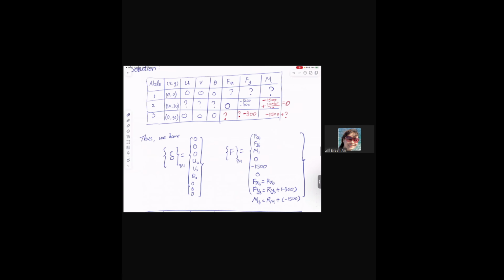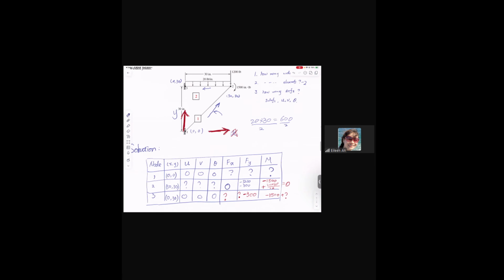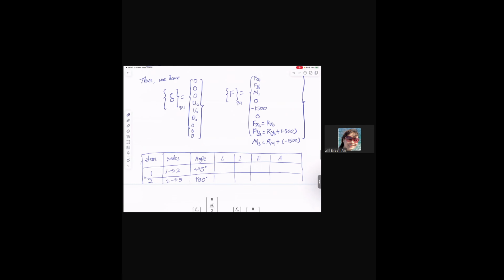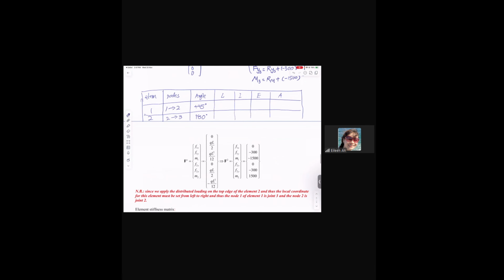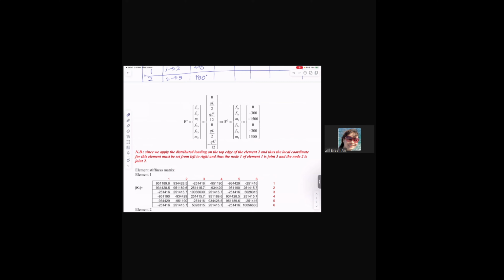If we use the direction 2 to 3, the direction is actually towards negative x direction. So the angle is 180°. Okay, and the Young's modulus, length, moment of inertia, area, we can calculate based on that. After we finish those 2 parts, most important part is done.